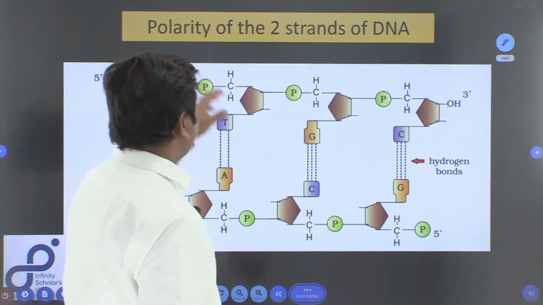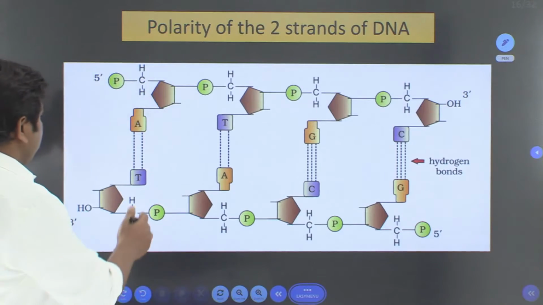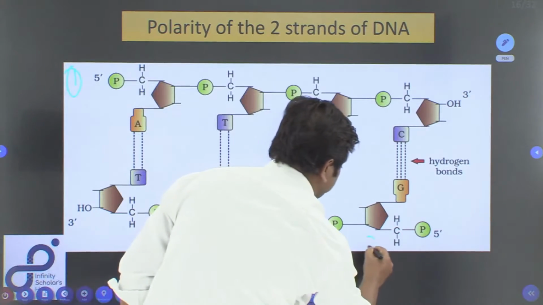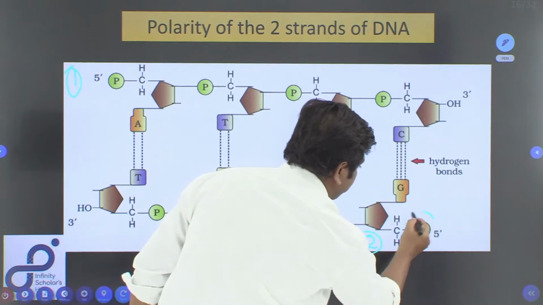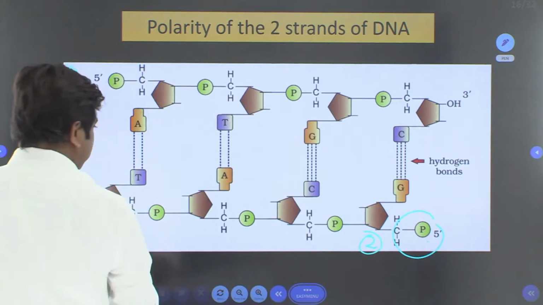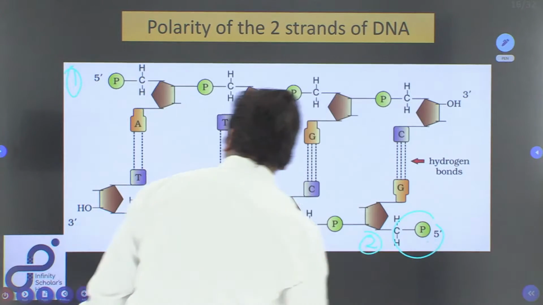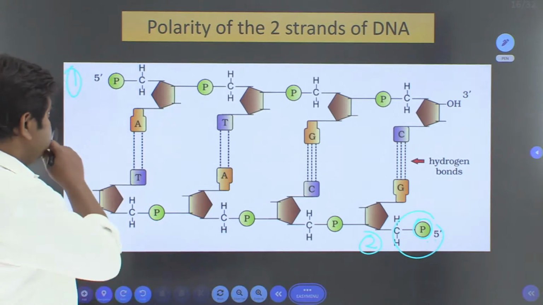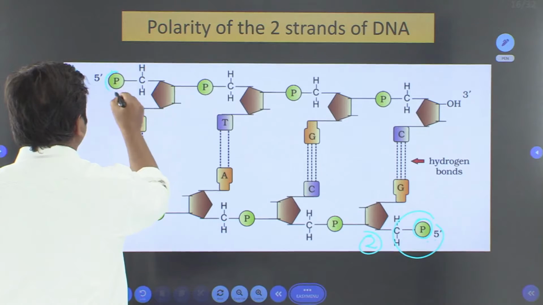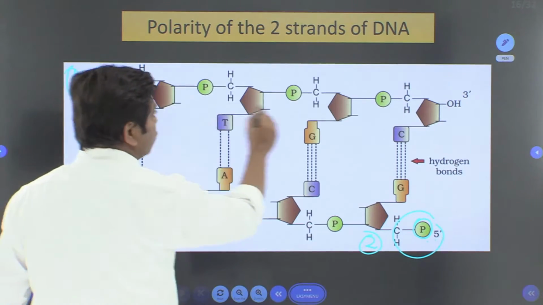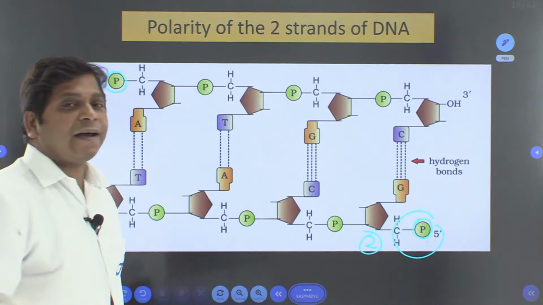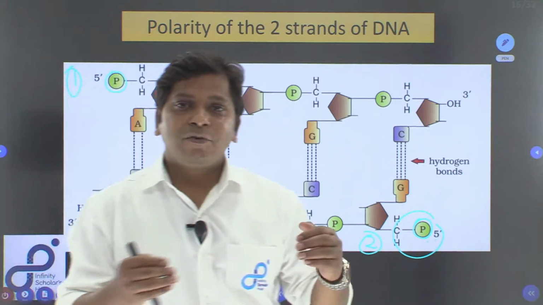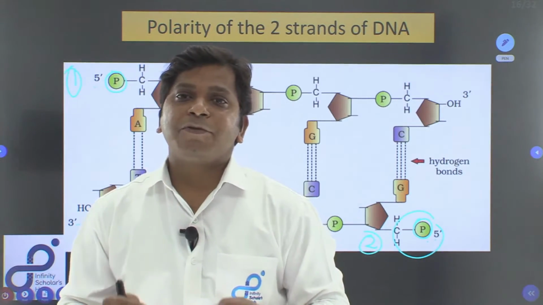So, this is what I was talking about, the polarity of the DNA. If you look at it structurally here, suppose this is strand 1 and this is strand 2. Strand 1 runs from this position to this position. Always it is read as 5 prime to 3 prime. 5 prime means where the phosphate group is linked. And here the phosphate group is linked with the 5 prime position, which is also 5 prime to 3 prime. So, the 2 chains are anti-parallel in nature, and the 2 chains are held together by the hydrogen bonds between the nitrogen bases.